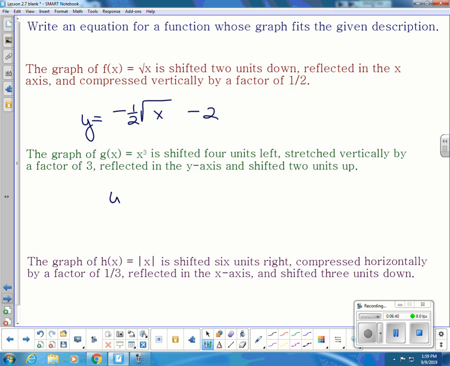We've got the graph of 1/3 x cubed. So we're going to do this. Always make a little bubble. Just cube outside. 4 units to the left. So it's going to be x plus 4. Stretched vertically by a factor of 3. 3 on the outside. Reflected over the y-axis. Negative inside. And shifting 2 units up. Plus 2. You get the drift.